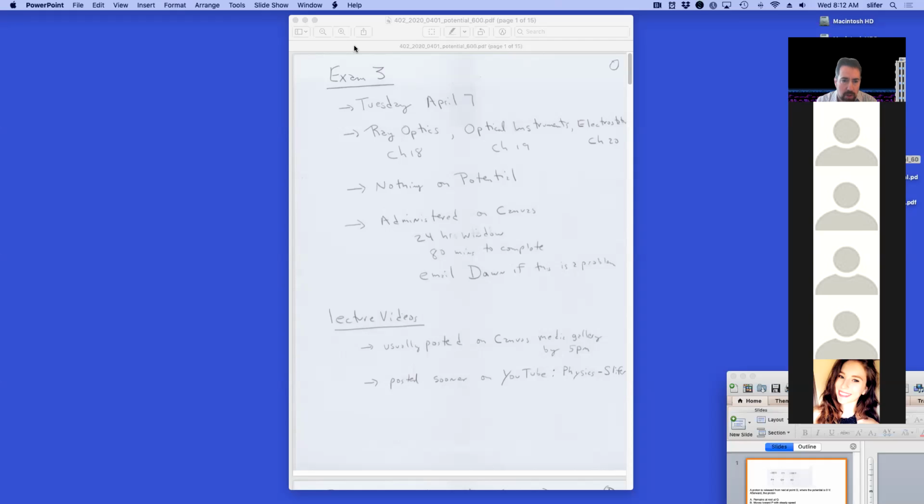The topics are ray optics, optical instruments, electrostatics, and that's in the standard textbook. That's chapters 18, 19, and 20. And there's a nice correspondence with the previous versions of the text and the OpenStax on Canvas under reading instructions.